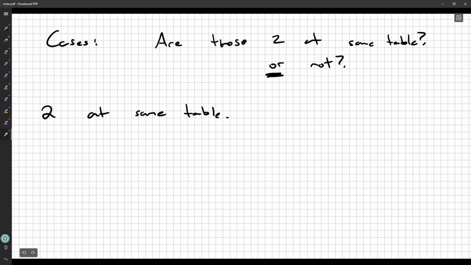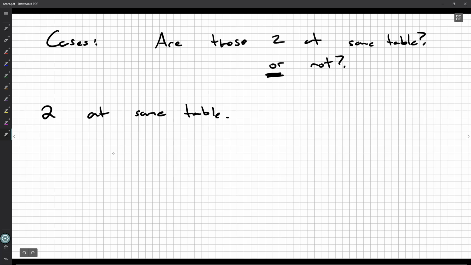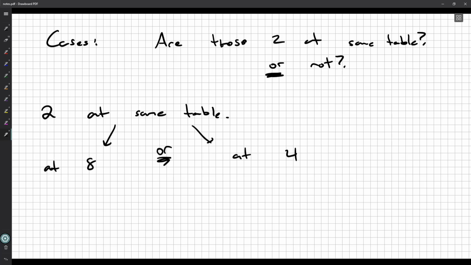Okay, let's think about this. So now I know they're at the same table, which table are they at? I don't believe the tables have any identifying features other than one of them has 8 seats, so that's something to worry about. So are they at the one that seats 8? Or at one of the ones that seats 4? So that's 2 more cases. Okay, so we're really breaking this down.